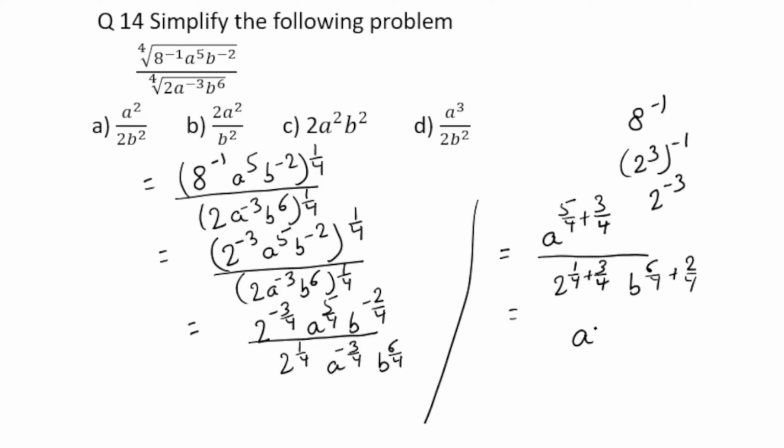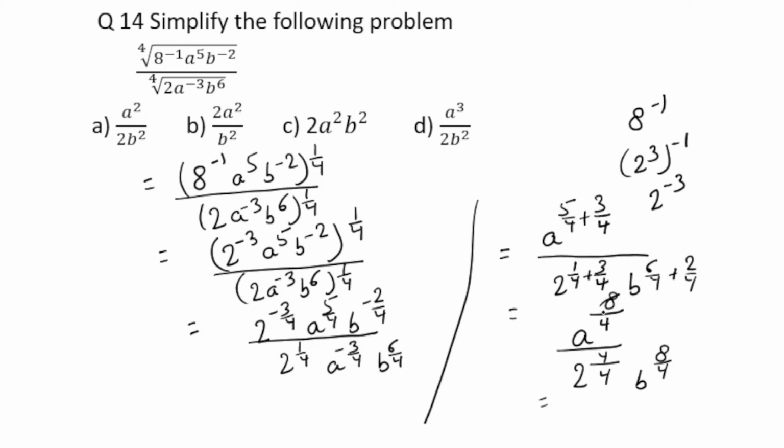A to the power, the LCM is 4, 5 plus 3, 8. 2 to the power 1 plus 3, 4. B to the power 6 plus 2, 8. 8/4.